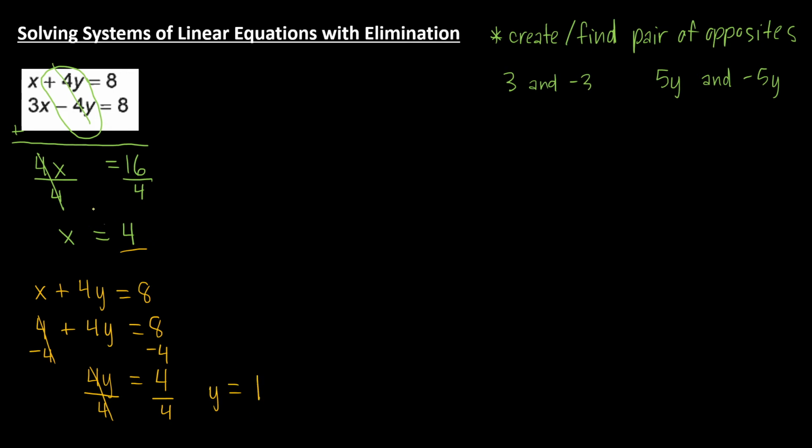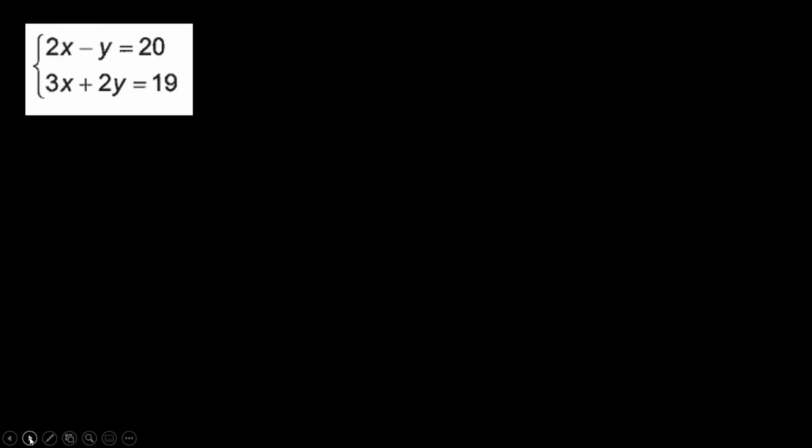So now we've solved for x, we solved for y, and our final answer is x is 4, y is 1. This is the coordinate that satisfies both equations in the system. Let's go ahead and try another one. This one's a little bit different.